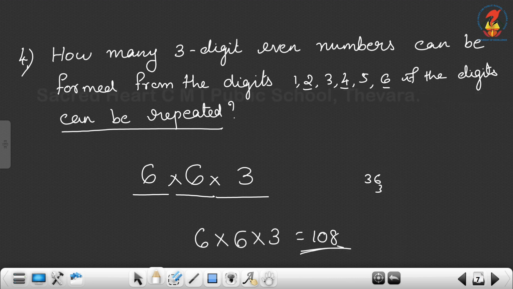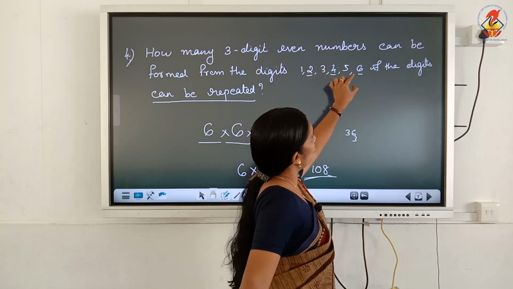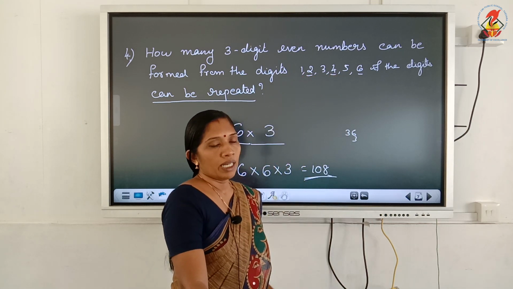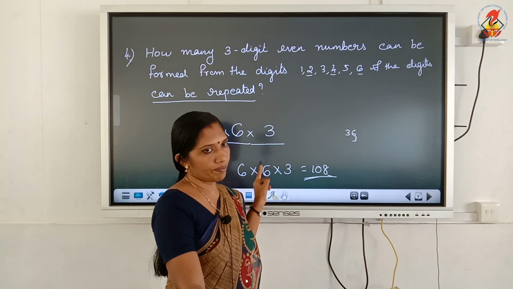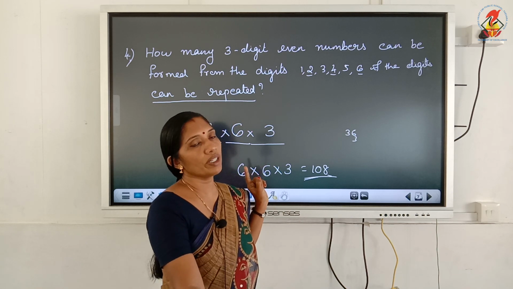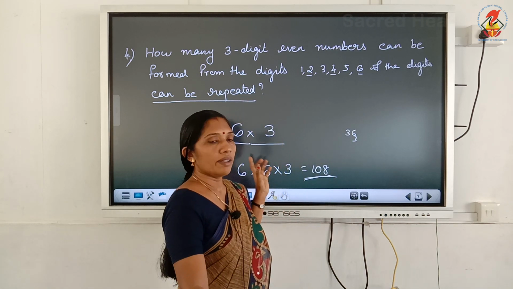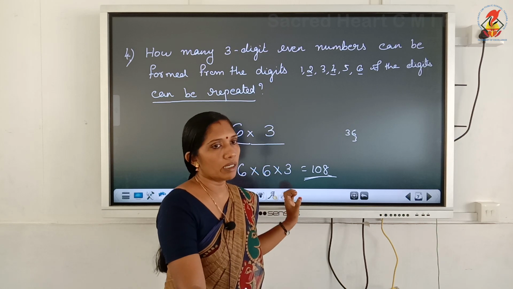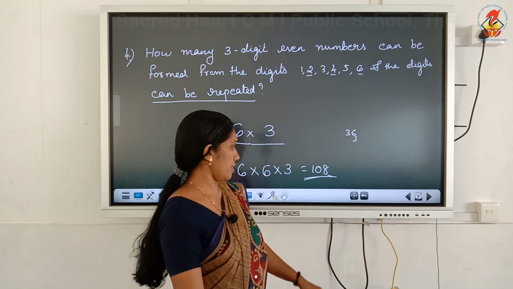Okay. So you have to explain when you write the answer. You have to write: the unit place can be filled in 3 different ways by any of the 3 digits 2, 4 or 6. Then the tens place we can fill in by 6 digits. The hundreds place also we can fill in 6 ways since the digits can be repeated. Then the total number of 3-digit even numbers is equal to 6 into 6 into 3, that's equal to 108.